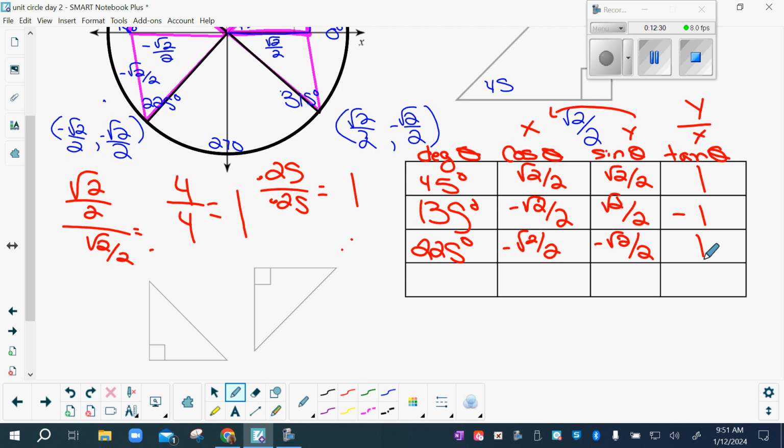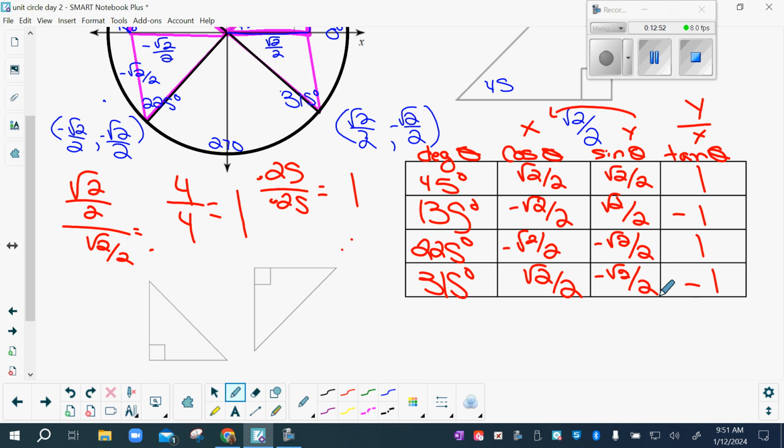Positive, negative, positive. I'm going to tell you without even doing any work, it's going to be negative at 315. Everything's a pattern. So I got 2 negatives, I'm going to have a positive here. 2 positives, I'm going to have 2 negatives. There you go.